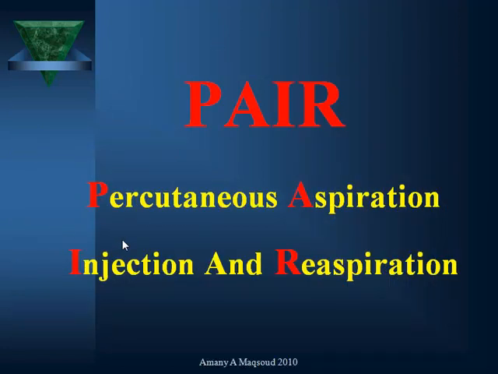What's PER? PER is percutaneous aspiration, injection, and re-aspiration. We percutaneously puncture the cyst, aspirate its content, inject something, and re-aspirate again. This is what we call the PER technique.